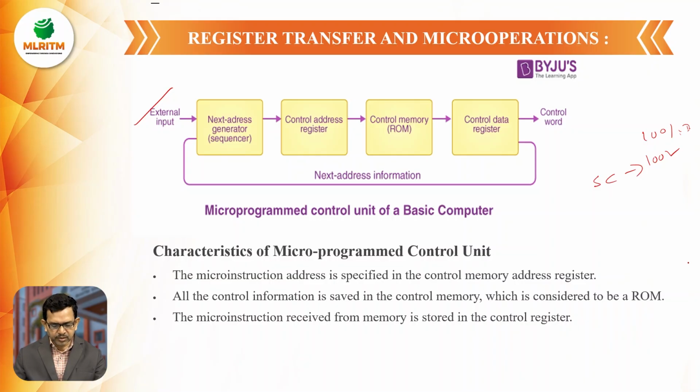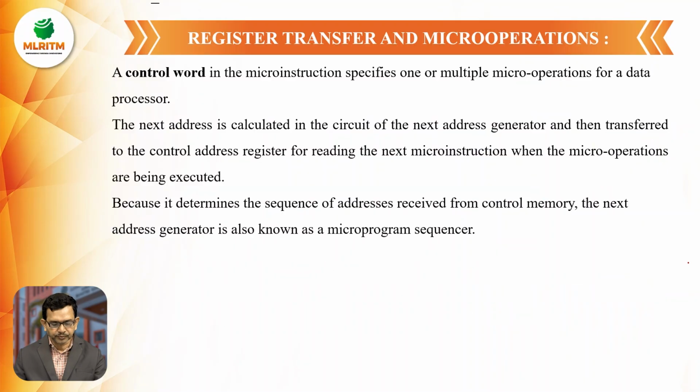Next, the micro instruction received from the memory is stored in the control register, because the control register plays a very important role in storing the instructions and also in the execution of the instructions.